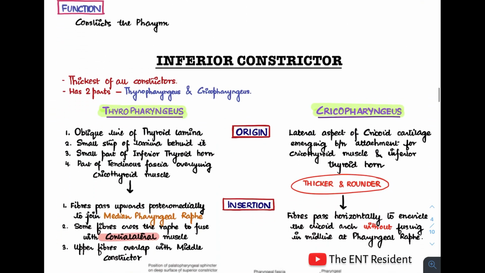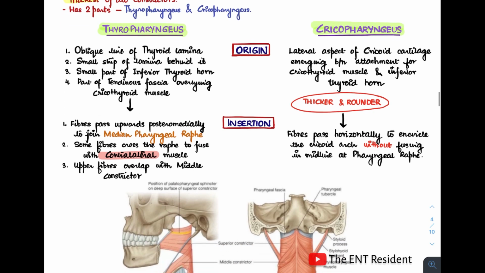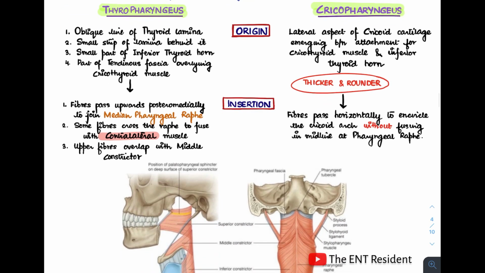Next, we'll head over to the third constrictor muscle, the most important one, which is the inferior constrictor. It is the thickest of all the constrictors, and it has two parts, the thyropharyngeus and the cricopharyngeus parts. Now, the thyropharyngeus is basically the oblique fibers of the inferior constrictor, and the cricopharyngeus part are the horizontal fibers of the inferior constrictor. So first we'll talk about the thyropharyngeus.